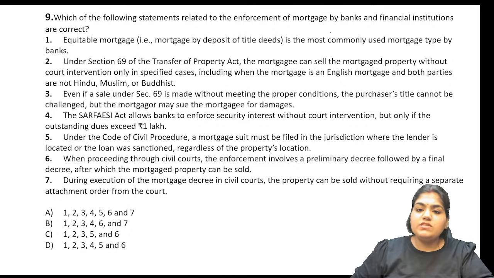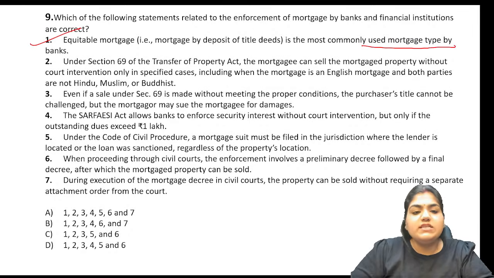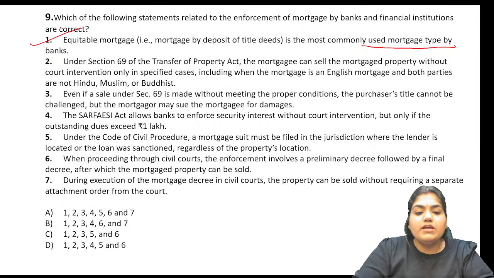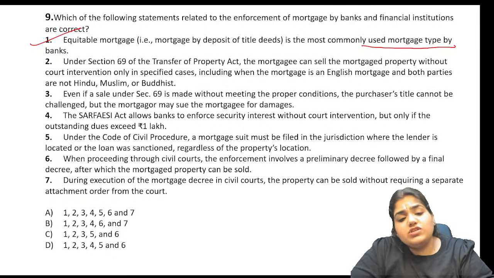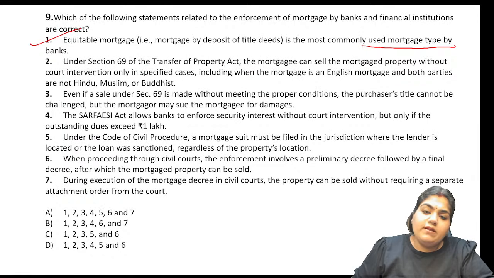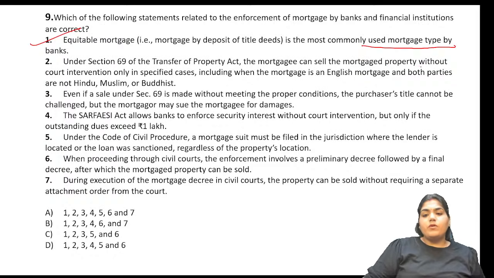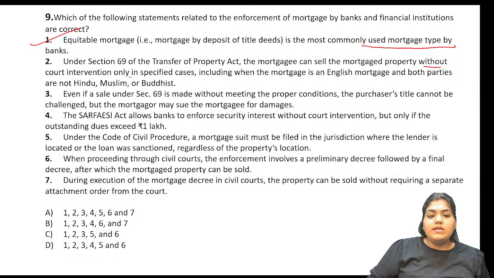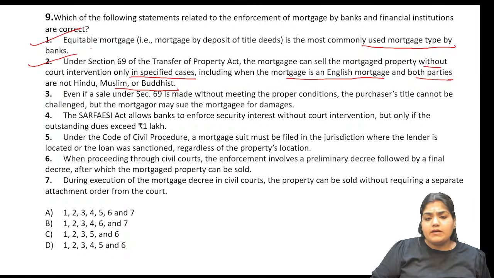Equitable mortgage is the most commonly used mortgage by banks. Yes, it is. We deposit the title deed and the mortgage is done. This is the most common mortgage in India. Okay. Under section 69 of the TPA, the mortgagee can sell the mortgaged property without court intervention only in specific cases, including when the mortgage is an English mortgage and both parties are not Hindu, Muslim or Buddhist. This is correct. If it is an English mortgage, the sale can be made and we do not need court's intervention.